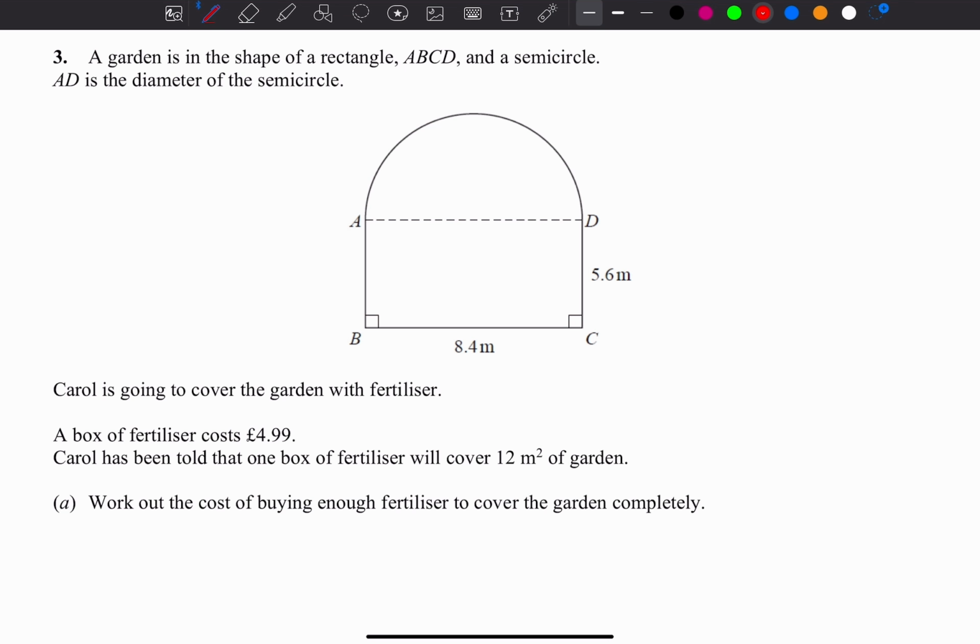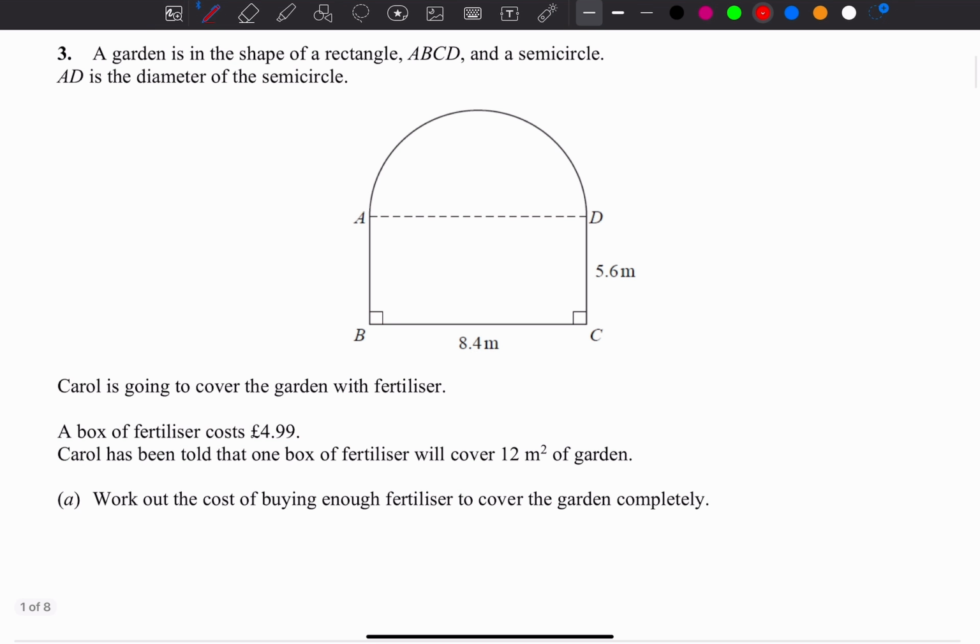Okay, so what do we have? We've got a semicircle. The diameter of the semicircle is 8.4. We don't want the diameter, we want the radius, 4.2. So the area of the rectangle, what is it? 8.4 times 5.6 plus area of semicircle. Area of circle is pi r squared, pi times 4.2 squared. That's for a full circle. Semicircle is divided by 2. Just type the whole thing through always.